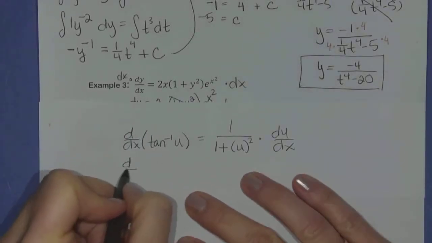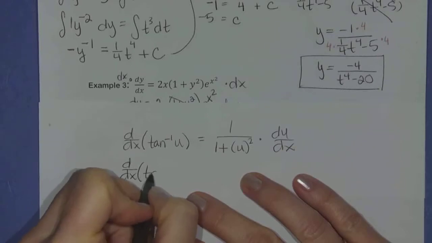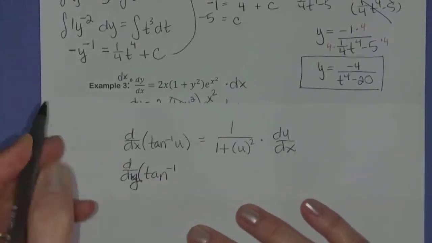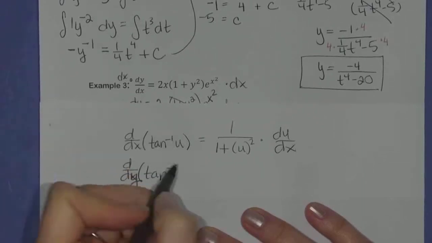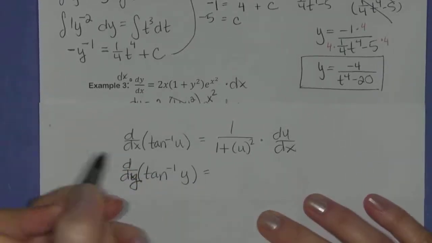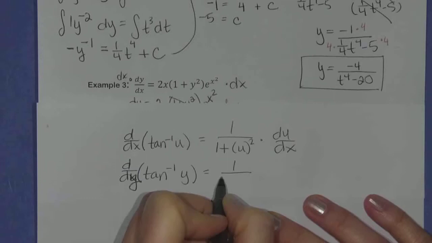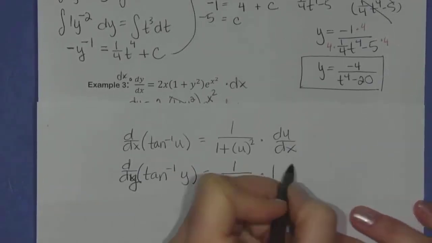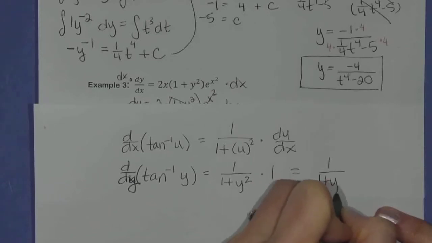Well, if you're taking the derivative of the tan inverse of, actually this would be d dy. If you're taking the derivative with respect to y of tan inverse y, following the rule, it would be 1 over 1 plus y squared times 1, which is just 1 over 1 plus y squared.